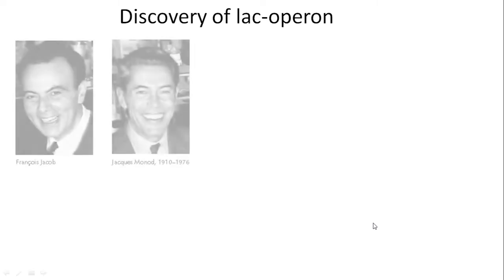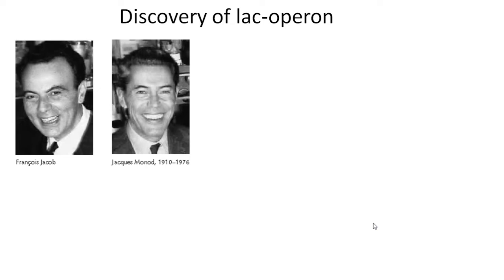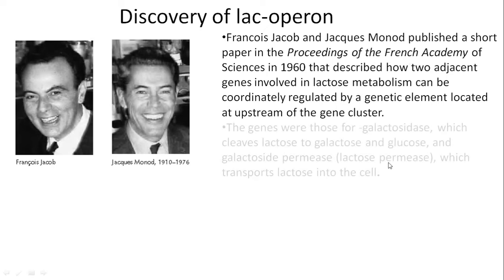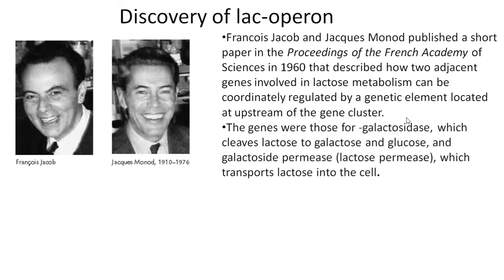Now let's move into the discovery of the Lac Operon, how it was discovered. The Lac Operon was the first to be discovered, and the scientists who discovered it are Francois Jacob and Jacques Monod. In 1960, they published a paper in the Proceedings of the French Academy of Sciences, where they talked about a cluster of genes that are regulated by some upstream elements.